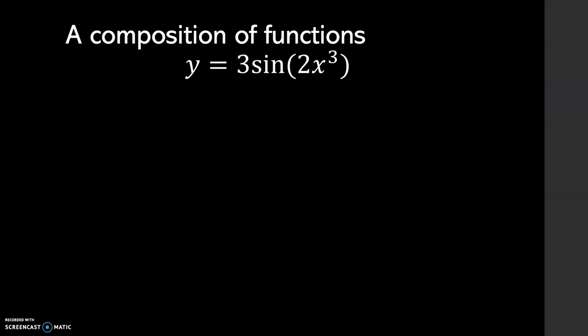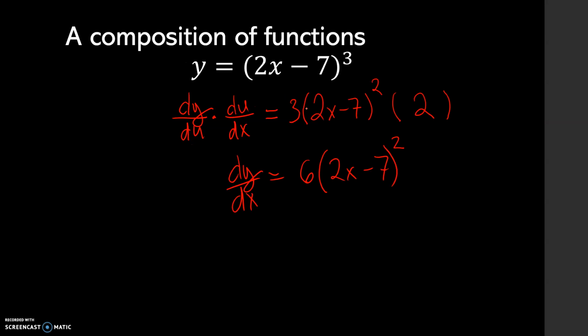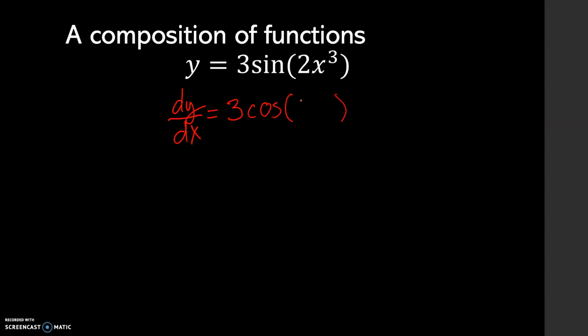Let's do that a little bit quicker. So our answer is going to take the form dy/dx. The 3 is a constant multiplier, so I'm going to ignore that for now. What's the outer function? It's sine. So the derivative of sine of something is cosine of something. And our something is 2x cubed. And the derivative of 2x cubed is 6x squared.